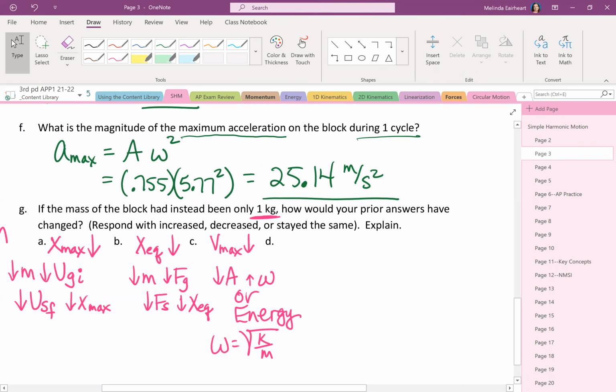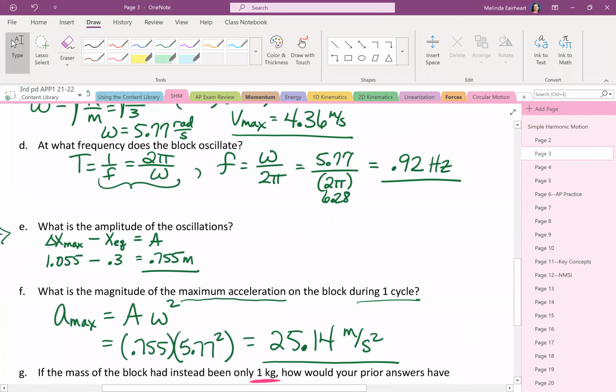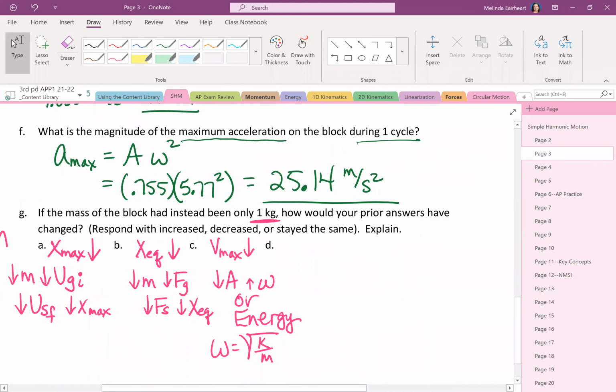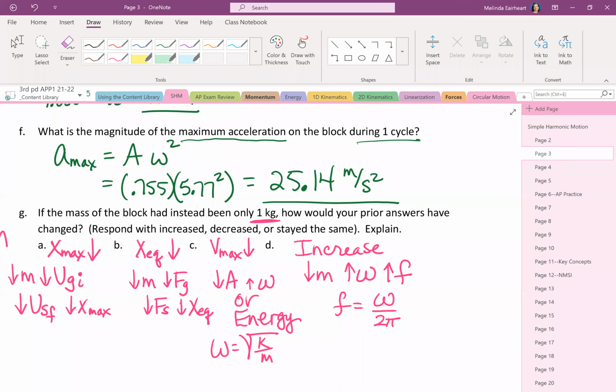And then D solved for frequency. And so how does frequency change if mass changes? Well, look at omega. And so we already said the relationship there. And so if I have a smaller mass, we're going to have a larger omega, slightly. But frequency has a direct relationship with omega, so we'll get a slight increase. So f equals omega over 2 pi, a direct relationship. Good on page 3.